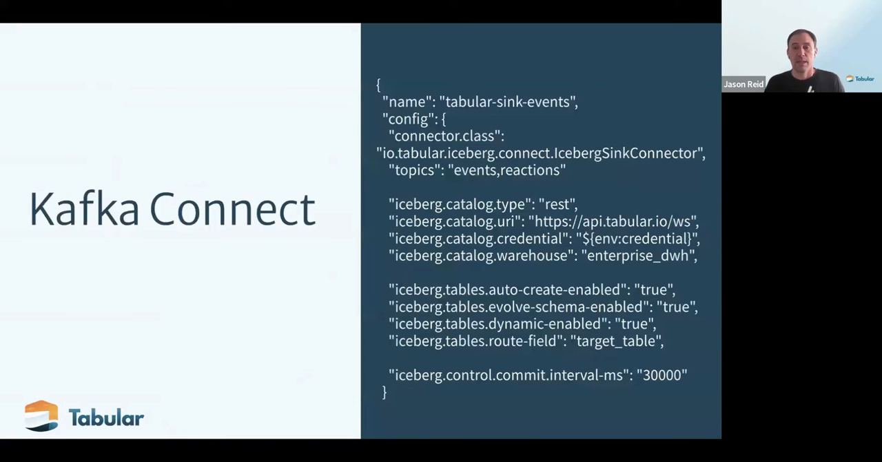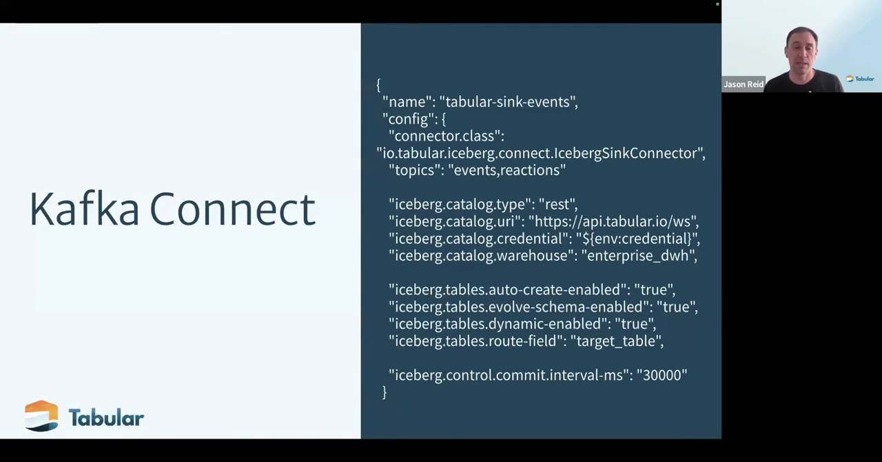All right. We also support Kafka Connect. So the Tabular engineering team originally authored, open sourced, and is now contributing to the Apache Iceberg project the Kafka Connect system. Really nice way to get streaming data into your Iceberg tables. It handles exactly once semantics. It handles schema evolution.